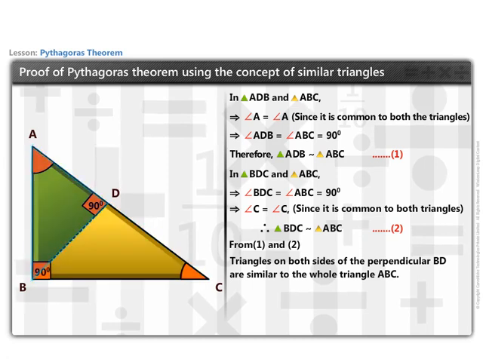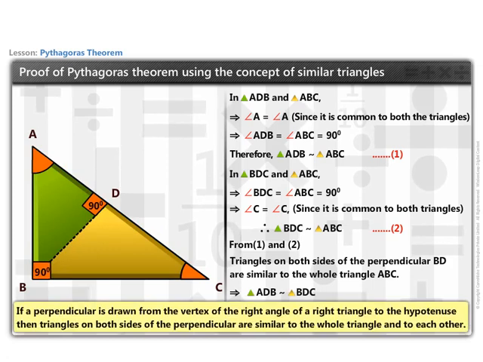Also, since triangle ADB is similar to triangle ABC and triangle BDC is similar to triangle ABC, triangle ADB is similar to triangle BDC. This leads us to the theorem which states that if a perpendicular is drawn from the vertex of the right angle of a right triangle to the hypotenuse, then triangles on both sides of the perpendicular are similar to the whole triangle and to each other.